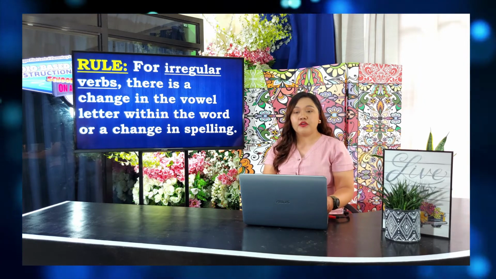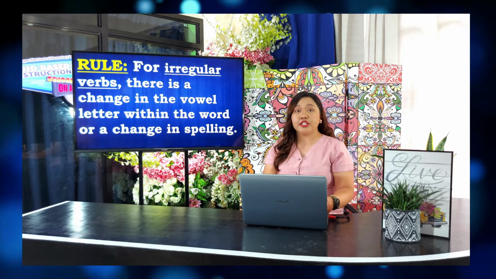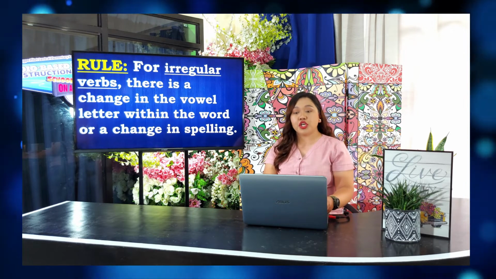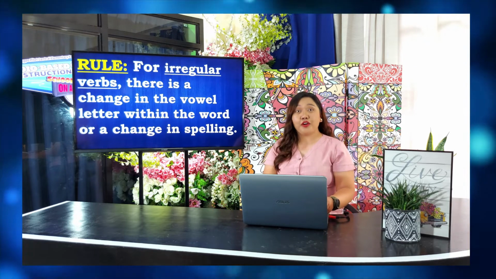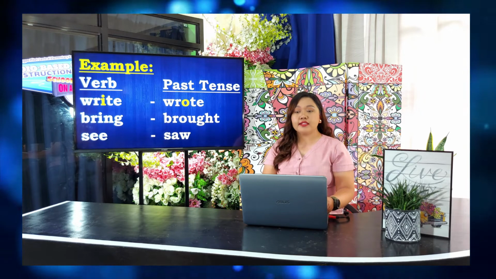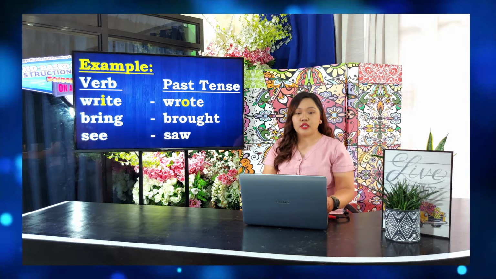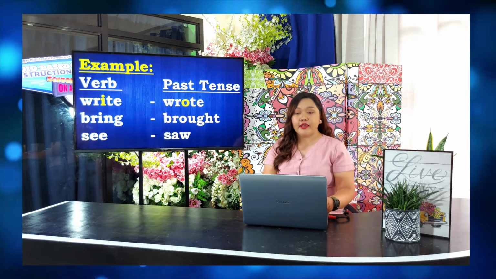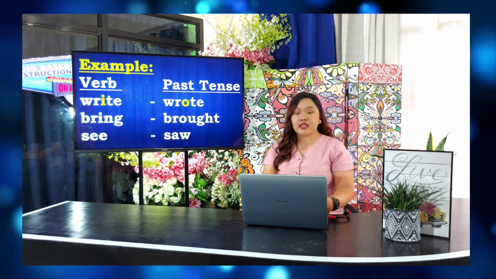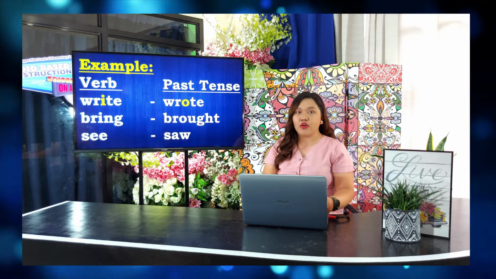Another rule, for irregular verbs, there is a change in the vowel letter within the word or a change in the whole spelling. For example, we have the verb write. Its past tense is wrote. We have the verb bring. The past tense is brought. We have the verb see, and the past tense is saw.